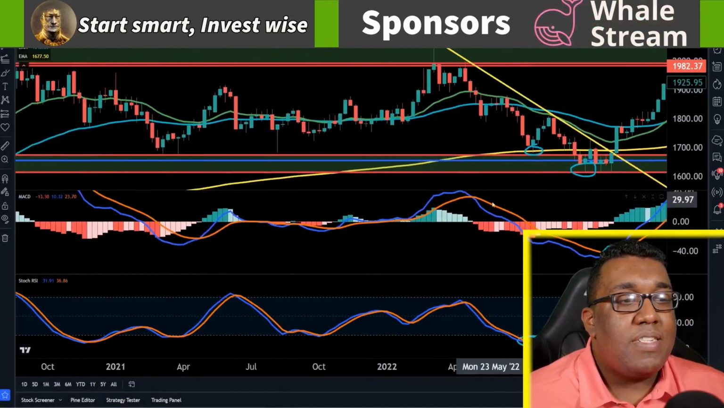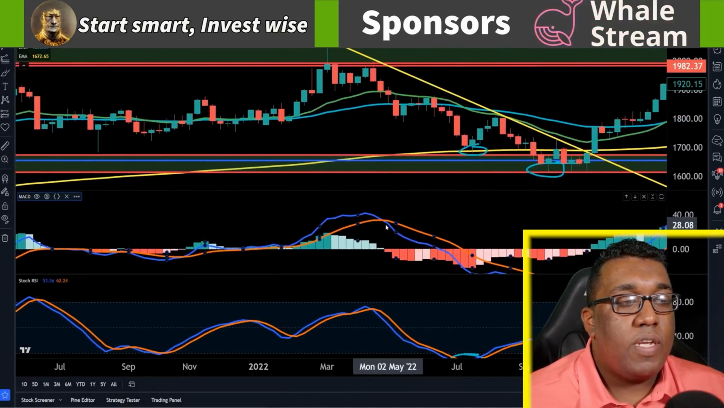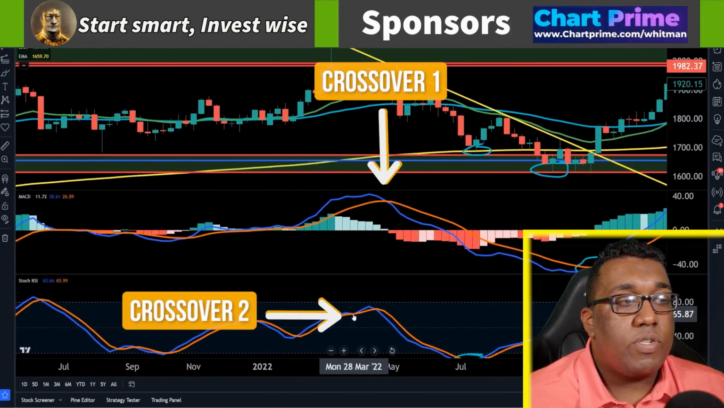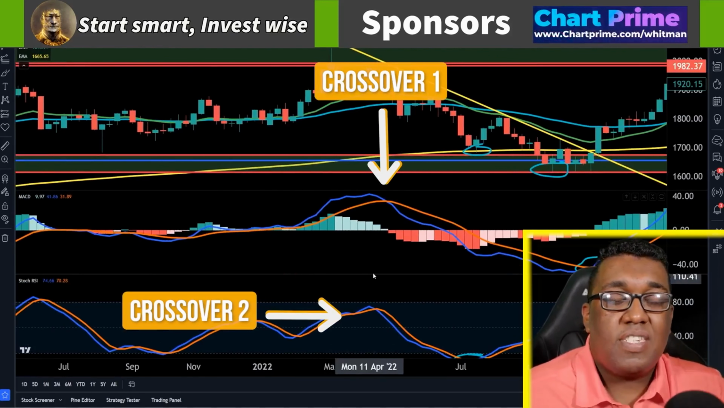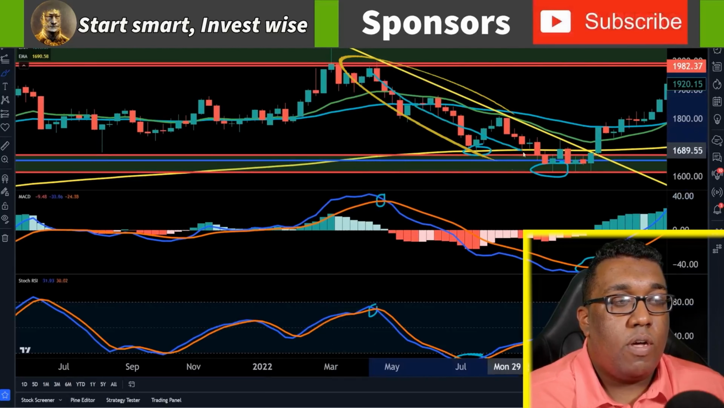Now, let's backtest this a little bit more. You can also see two crossovers occurring back over here. Crossover number 1, crossover number 2, and you can see how there was a crossover right here. Nothing happened. Again, I don't trust the stochastic RSI alone. However, you can see one more time the crossover there led to a larger move.